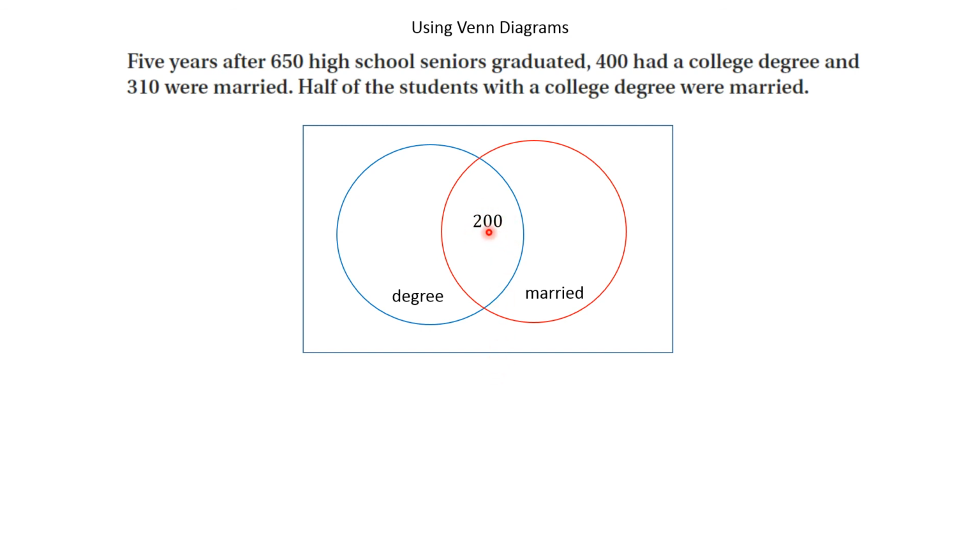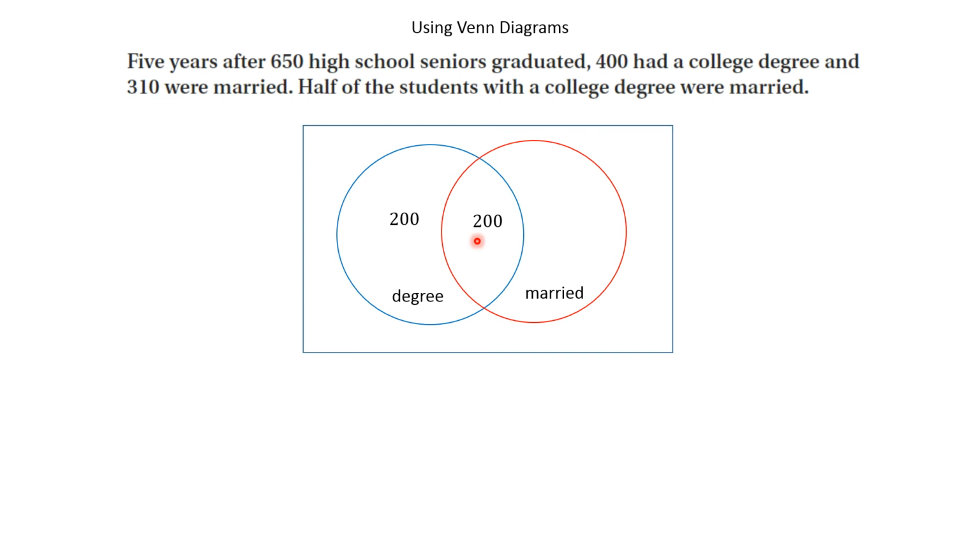Well, if there's 200 with both a college degree and are married, how many did that leave out here with just a college degree? 400 had a college degree. 200 are here. The other 200 are here. These 2 places have to add up to this 400. One of the biggest mistakes is people say 400 here, which then says that we have 600 people with a college degree. These 2 add up to the total with a college degree, just like these 2 will add up to the total number of people who are married.